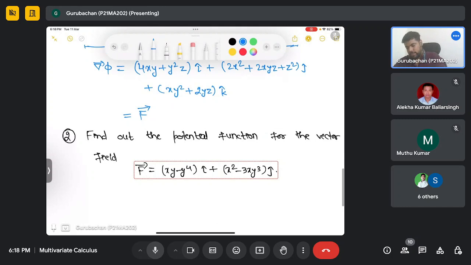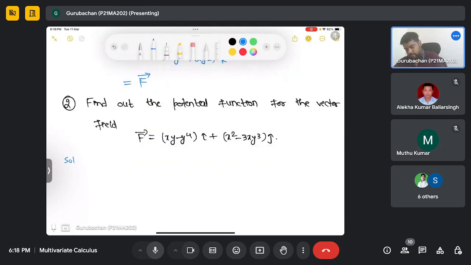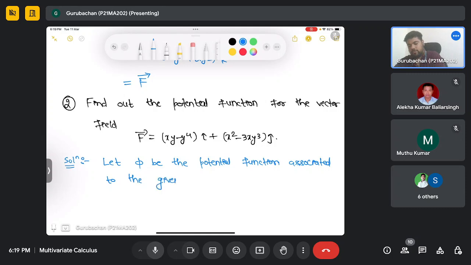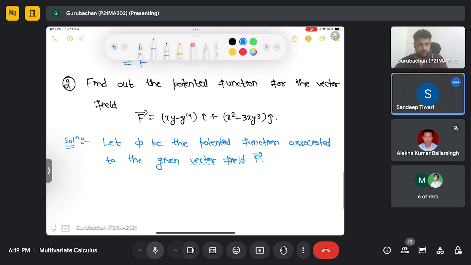Okay. Let us try it here. So first of all, let phi be the potential function associated to the given vector field f. So, does not exist, yes, correct answer, because we are unable to find the constant.